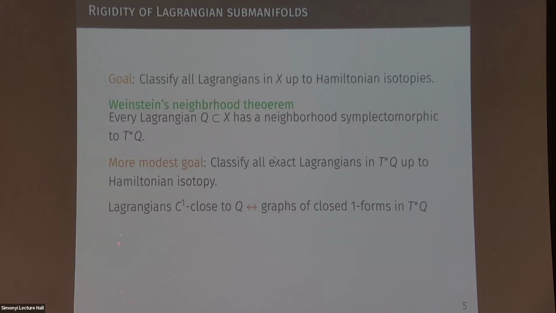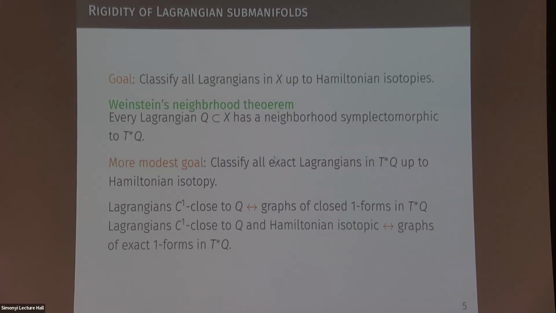If the Lagrangian is C1 close to the given Lagrangian, you can actually interpret it as a section of the normal bundle of Q. In particular, since the normal bundle itself coincides with the cotangent bundle, you can think of it as a graph of a one-form, and you can check that the Lagrangian condition translates to saying that the form is actually closed. And sometimes you can say even more.